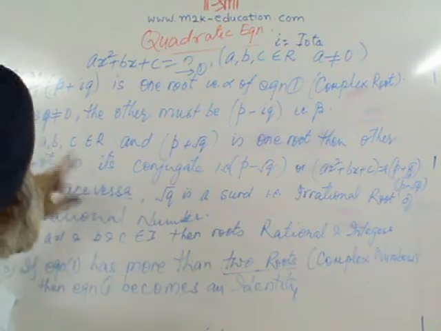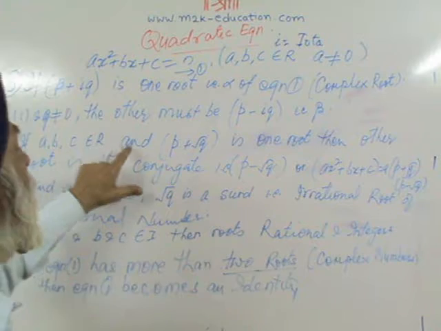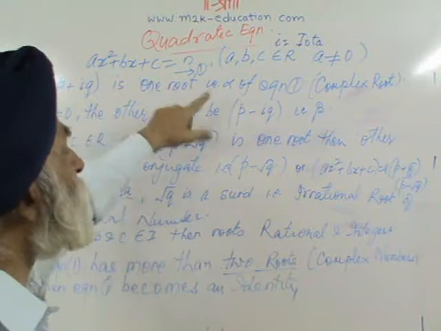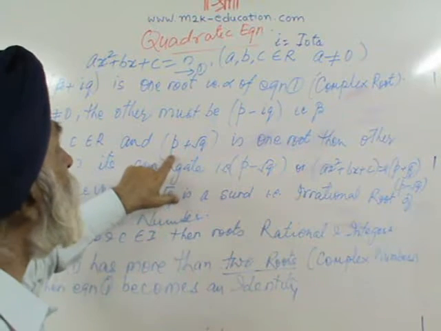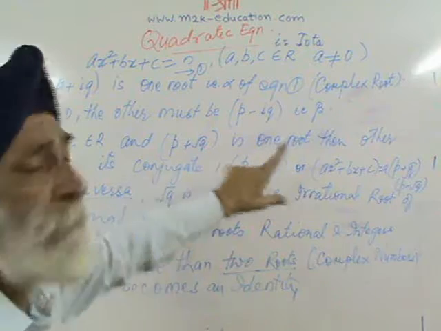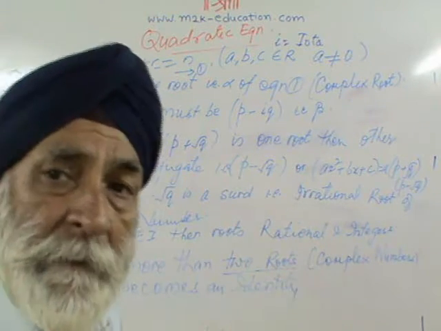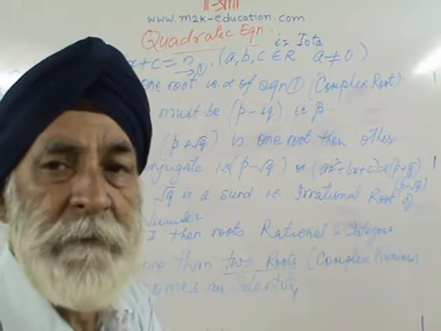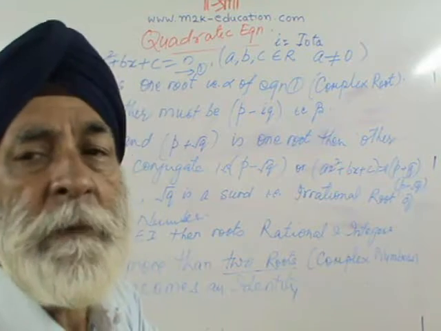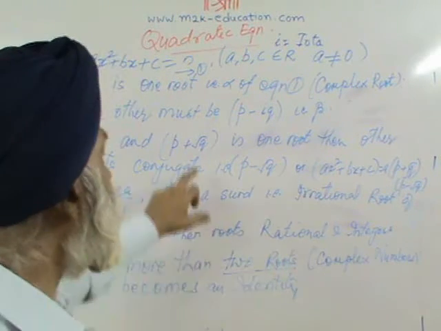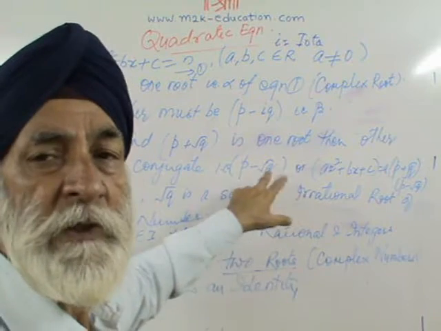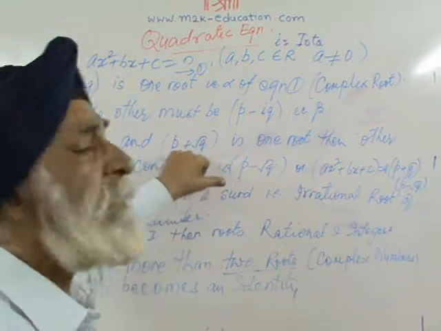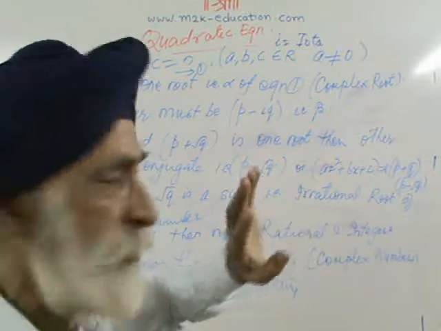Second case: in the same way, a, b, c are real and p plus root q. You see, like in the complex number, in this case you have a rational and an irrational part. So when the root is a combination of rational plus irrational part or rational minus irrational part, automatically the other root becomes its conjugate. For plus it becomes p minus root q, and for minus, or beta, it will be p plus root q. Okay?